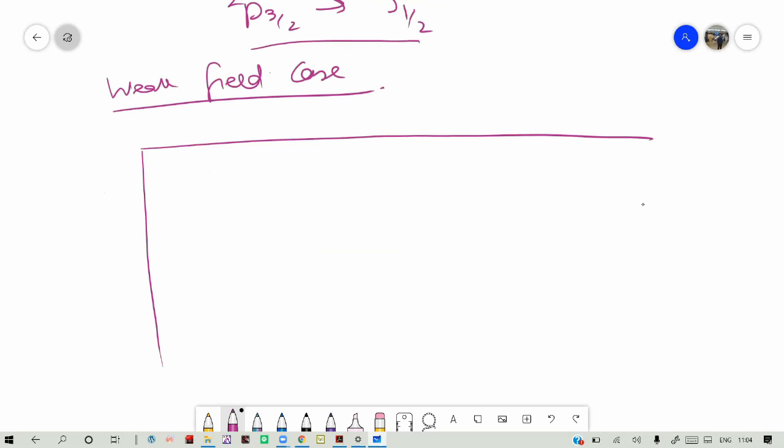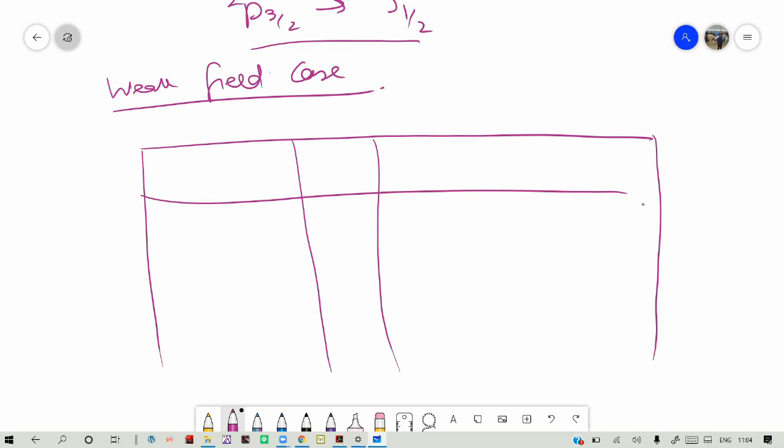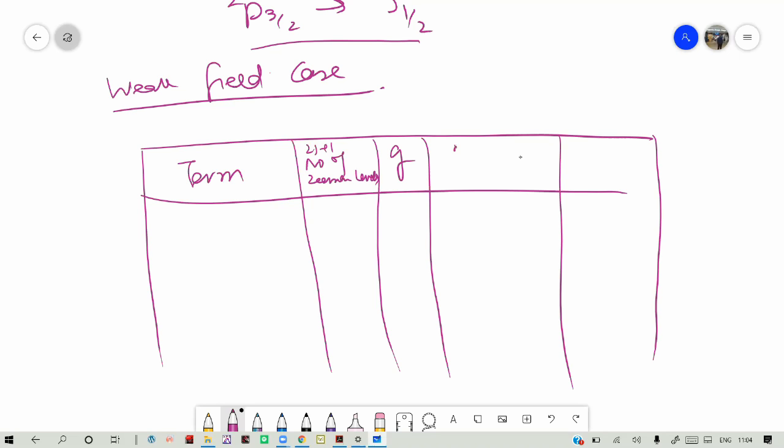Now, a similar pattern as we did in the above example. This is the term, this is the number of Zeeman levels, which is 2J plus 1, this is g, this is mJ, from plus J through 0 to minus J, and this is the shift, that is g_J m_J.